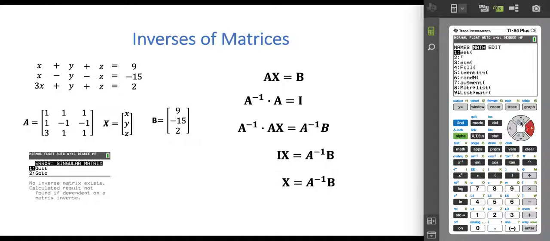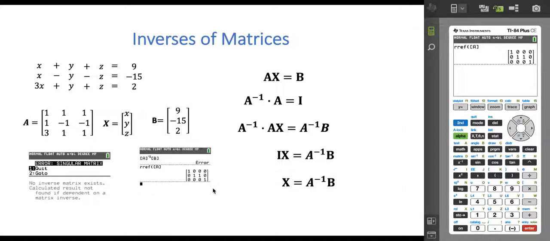So we're going to use the math menu, toggle up to RREF. We're going to do this to our new matrix A. This is the 3 by 4 matrix A. And notice we get that row on the bottom that has zeros and then a 1. And remember, when that happens, there's no solution.